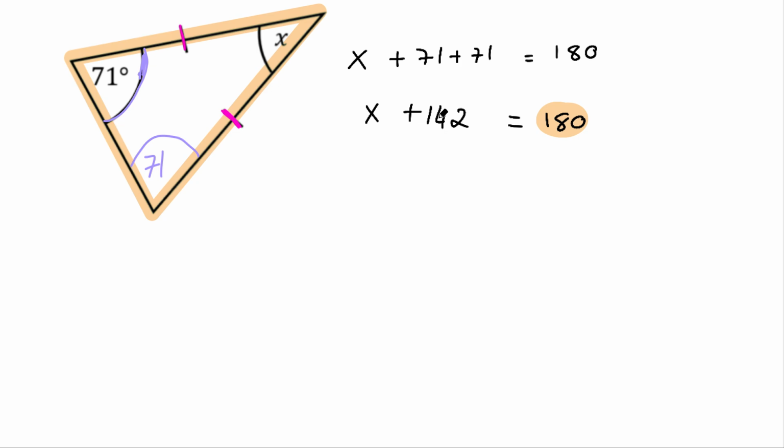Now what I'm going to do is get x on its own, and to get x on its own I have to take away 142 from both sides. So what happens is that on this side I'm just left with x. These two are going to eliminate each other, and I'm going to have 180 minus 142, and I get 38 degrees. So that x up there was 38 degrees.